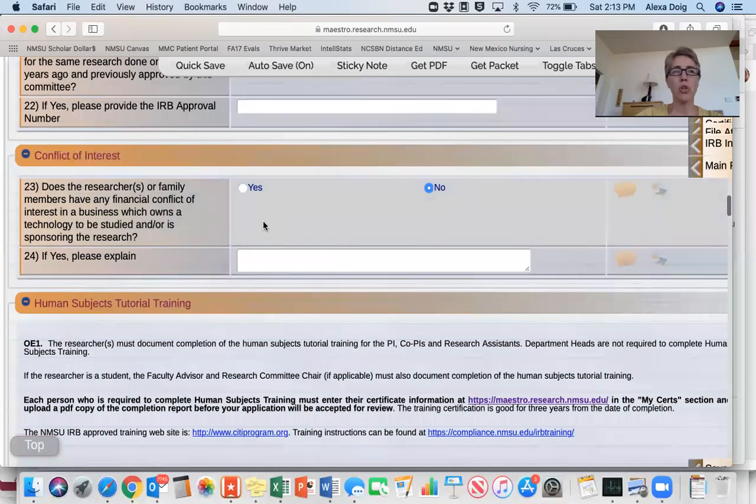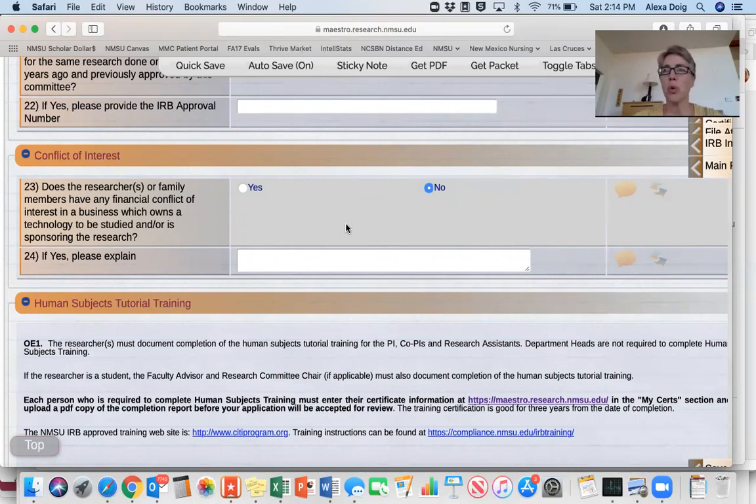Conflict of interest. It asks, do you or do any family members have any financial conflict of interest in a business which owns a technology or a software or anything that you're involved in your project? In that case, you would say yes. You would have to disclose that and report what that relationship is. The key thing about conflict of interest is not that you can't have one, it's that it has to be declared, and then the university has to make the decision on whether or not they feel that conflict of interest is manageable or not.